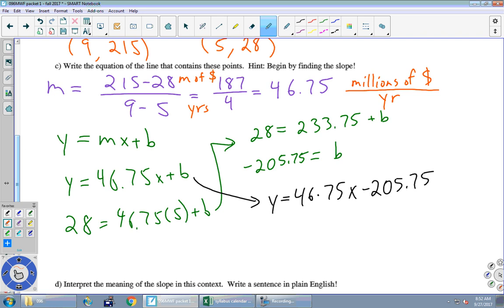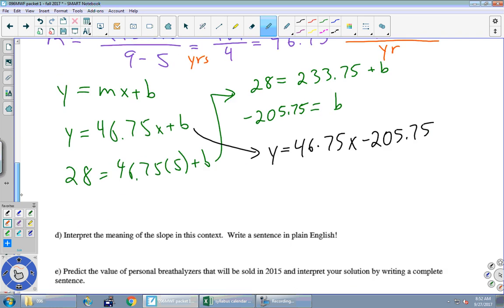What was changing? Breathalyzer market value, right? That's what was changing. Was it increasing or decreasing? Increasing, because 46.75 is what kind of number? Positive, right? If it had been a negative, we would have had a decreasing value. So then we just have to add a couple of words and we've got our sentence.